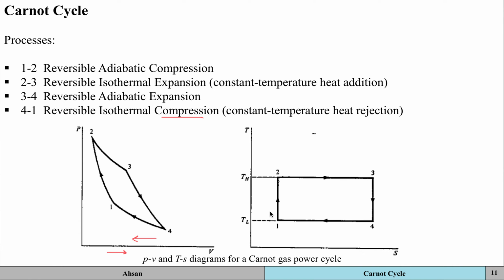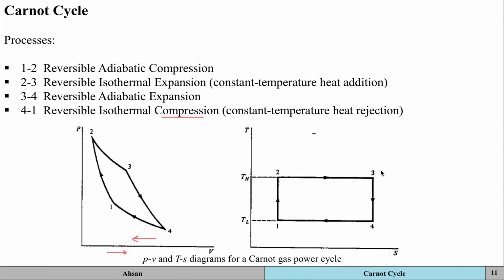If you were to draw it onto a TS diagram, process 1 to 2 is taking place where it's going from state 1 to state 2, which is at a higher temperature, TH, if you remember from the assembly that I just showed you.